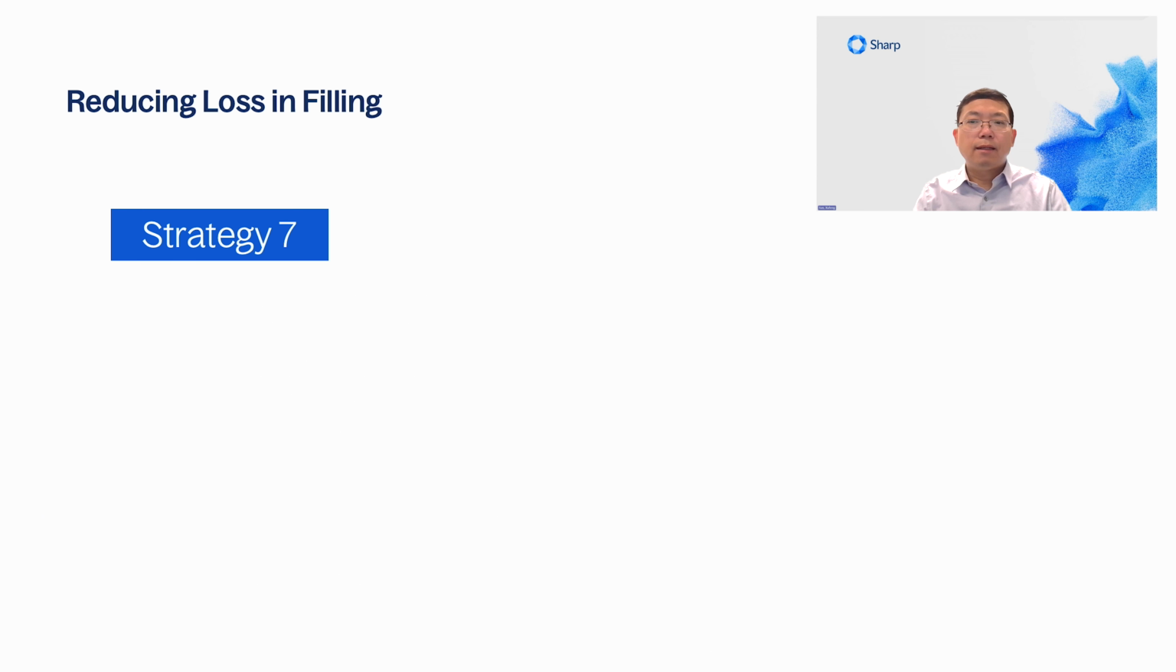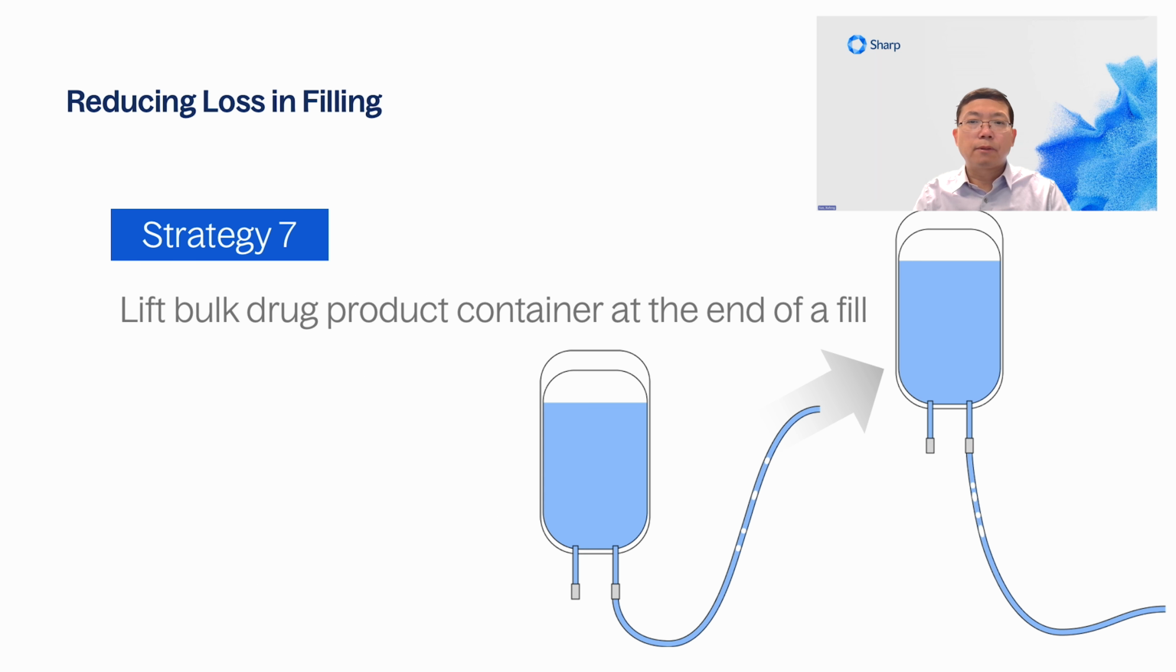Now, one last and simple way to reduce drug product loss at the end of a fill is to lift the bulk drug product solution. When you are near the end of the fill and you are pouring from a bio bag, the surface level of the solution will be awfully close to the tubing that is leading out of the bag and to the fill needle. When the pump runs, it is possible that air can be pulled into the tubing.